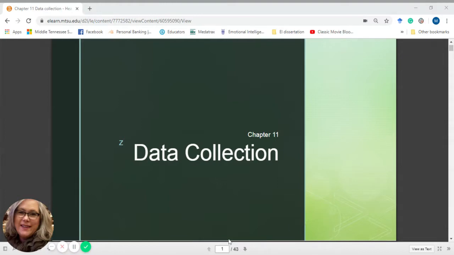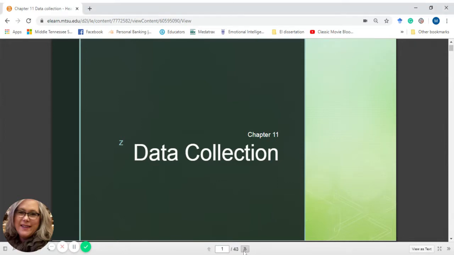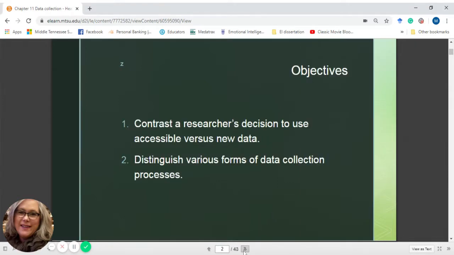Okay, let's move to the next slide here. We're going to talk about how we collect data. And before we do that, though, real quick, let's talk about where we've been. So we've been through the processes of distinguishing quantitative versus qualitative studies, mixed method studies.